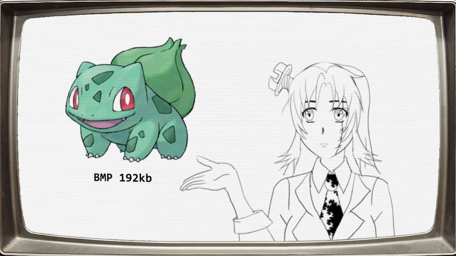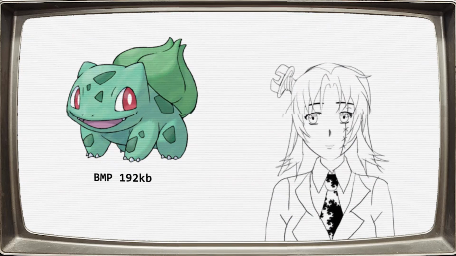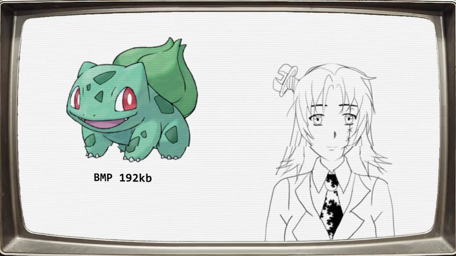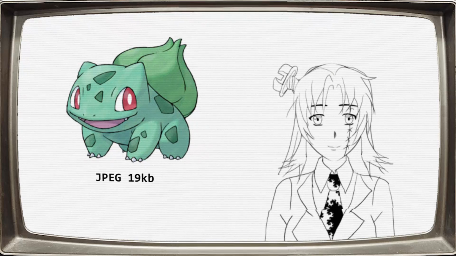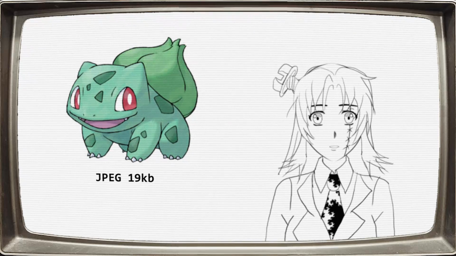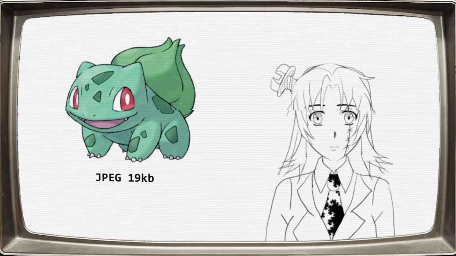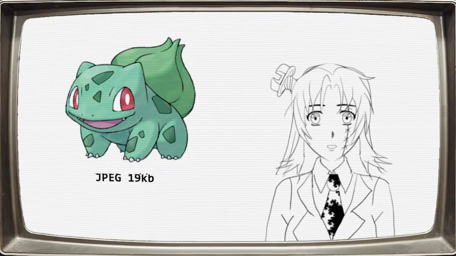we have a bitmap of a Bulbasaur, raw and uncompressed, in all its wholesome glory. It's 192 kilobytes, quite large for such a small image. And here we have the same picture, except this time it is compressed into a JPEG, and it's only 19 kilobytes, a tenth of its original size. Can you tell the difference? Probably not. However, if we subtract the color values of these two images, we can see that there are indeed subtle differences our eyes can hardly detect.